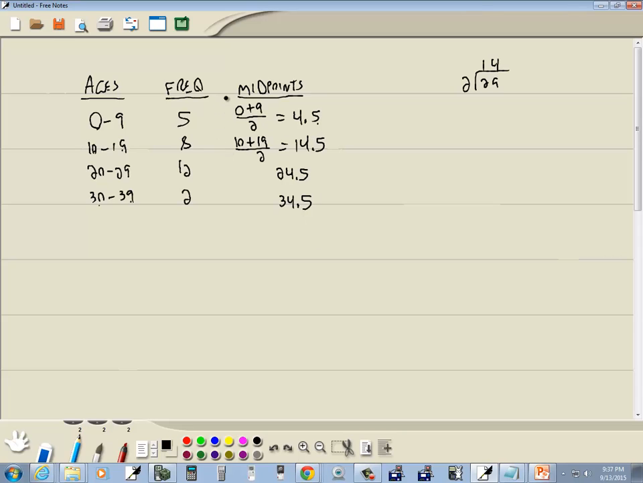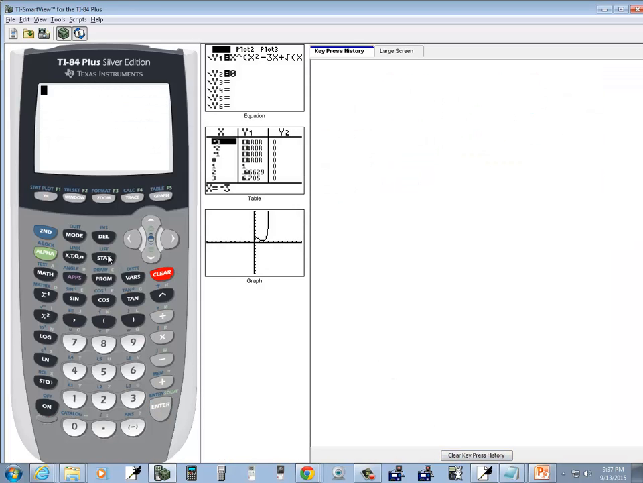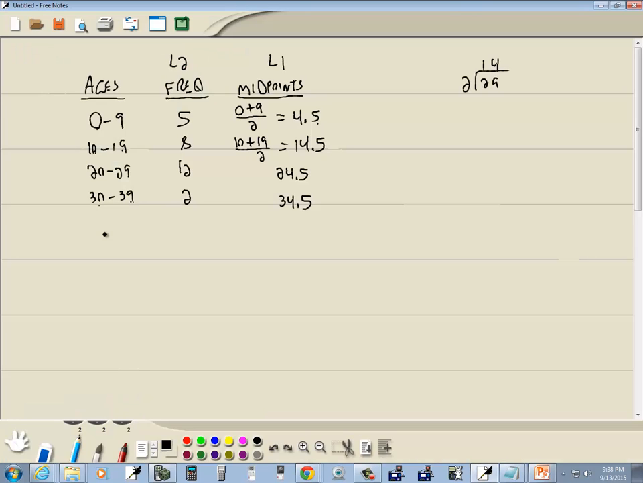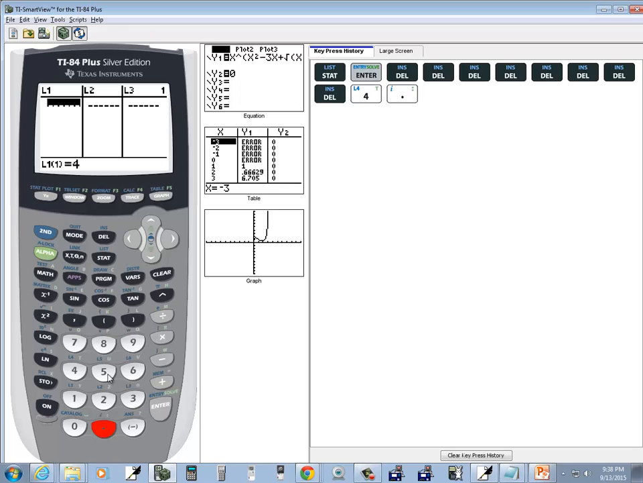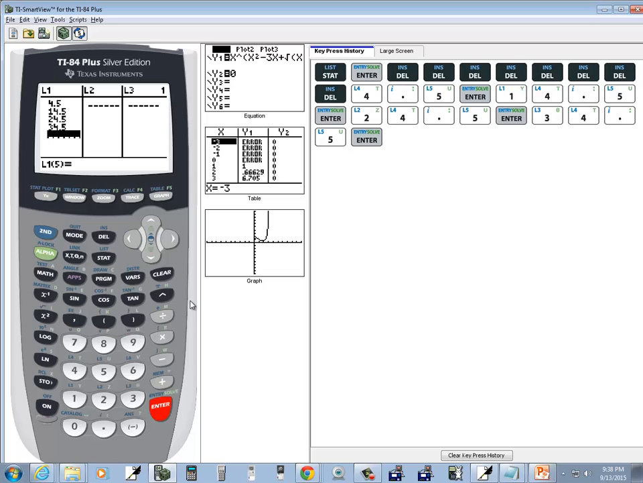Okay, now the midpoints we're going to put into L1, and the frequency we're going to put into L2. So let's go do that. I'm going to press my stat button and do enter on edit. Now press delete over and over to clean that up. And we've got 4.5, these are our midpoints. We've got 14.5, 24.5, 34.5. So 4.5, 14.5, 24.5, and 34.5.